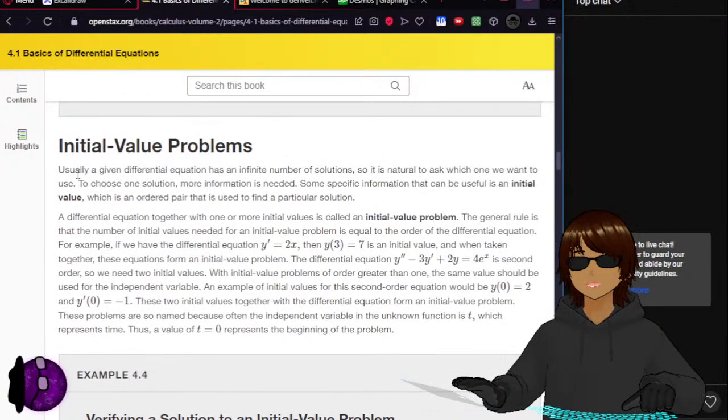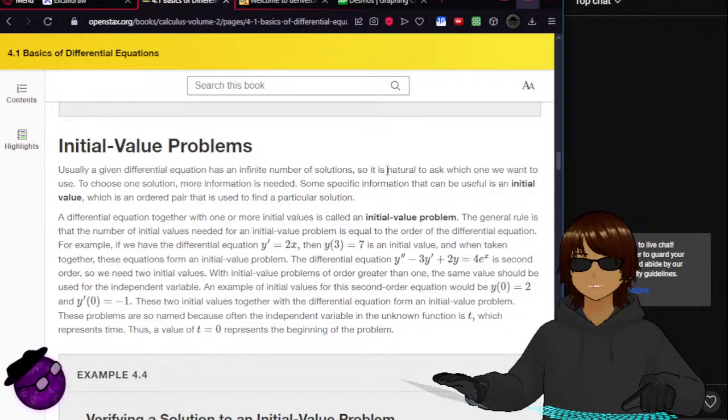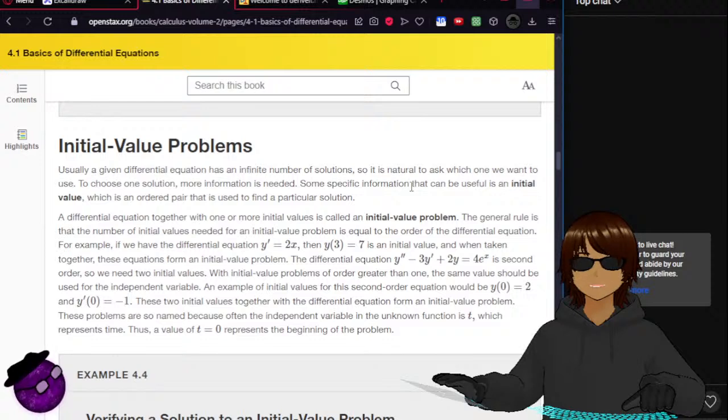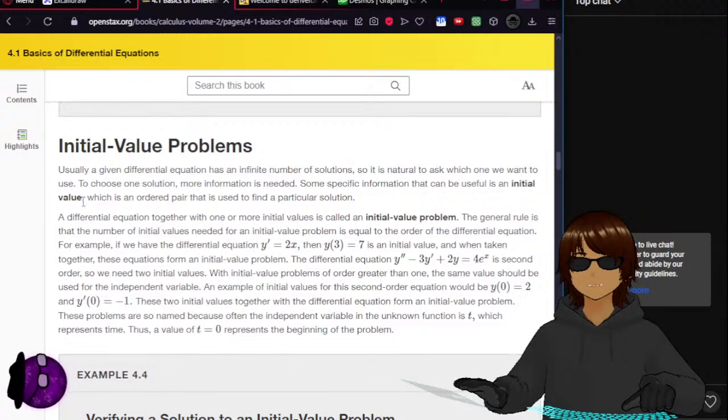Initial value problem. Usually a given differential equation has an infinite number of solutions, so it is natural to ask which one we want to use. To choose one solution, more information is needed. Some specific information that can be useful is an initial value, which is an ordered pair that is used to find a particular solution. A differential equation together with one or more initial values is called an initial value problem. The general rule is that the number of initial values needed for an initial value problem is equal to the order of differential equation.